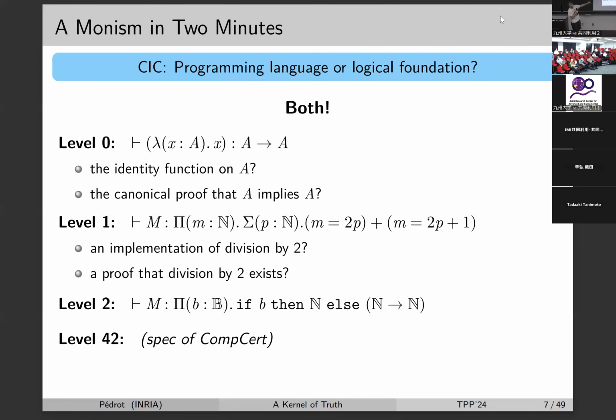And then if you jump to level 42, the final boss of type theory, probably you can find new ones. You can just look at the specification of the CompCert certified compiler and try to scratch your head about what it means in terms of deep logical foundations or something. I don't know, but okay, you can write it.